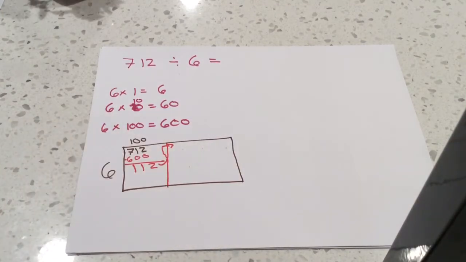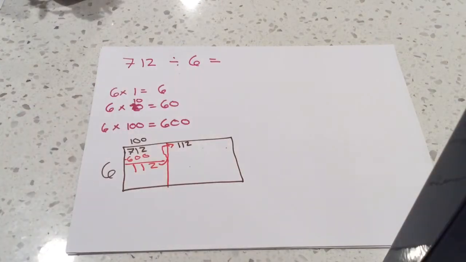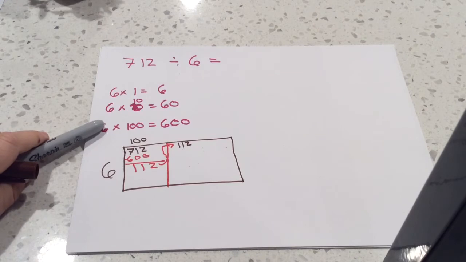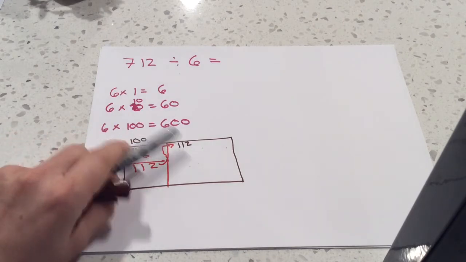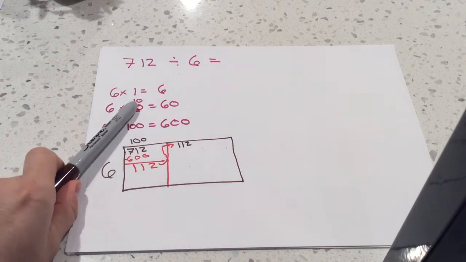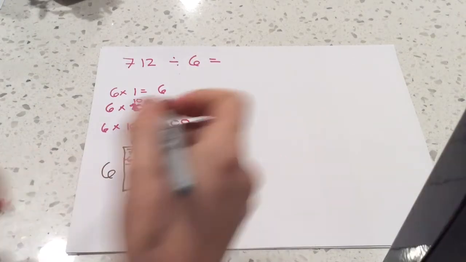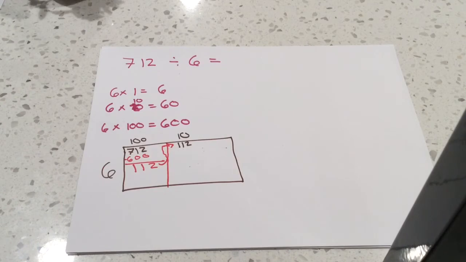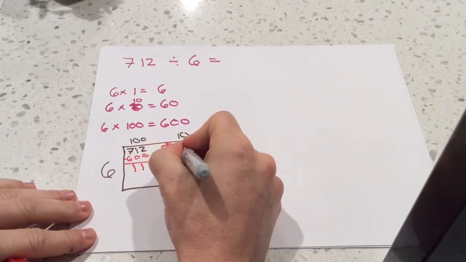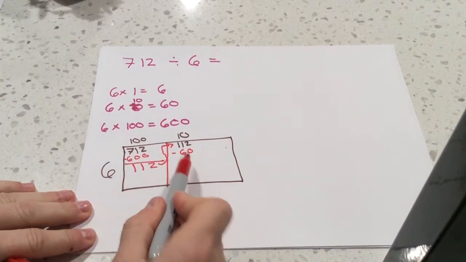I'm going to put that into my next column here, and I'm starting with 112. Now, I know I can't take out another 100 groups of 6 because that would be 600, and 600 is way bigger than 112. But I do know that I can take out at least 10 groups of 6. So I'm going to try taking out another 10 groups. And when I do that, I'm going to be taking out 60, because 10 groups of 6 is 60.